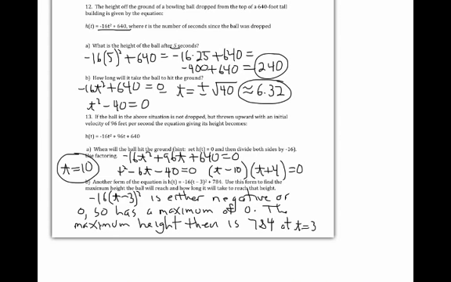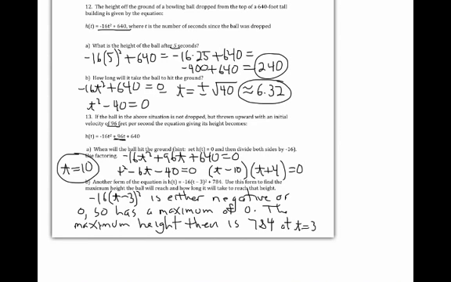Alright, in number 13 we add a new element, which is what if instead of dropping the ball we throw it upward with an initial velocity of 96 feet per second. Well, that adds to our equation this term, plus 96t. So now the ball, instead of just dropping, is going to go up for a while and then start to come down. So it's going to reach a maximum height somewhere above the height of the building.